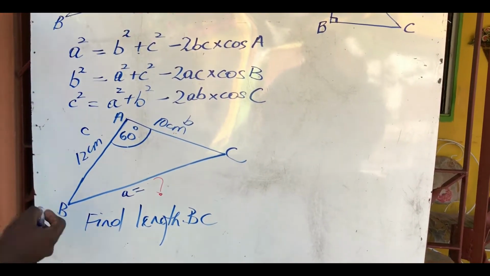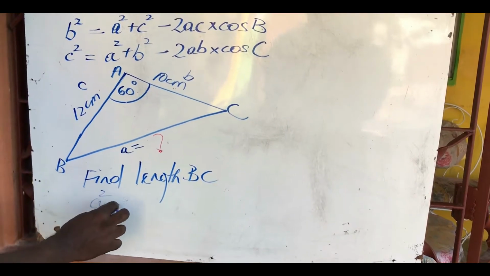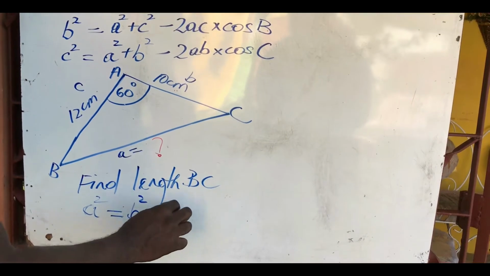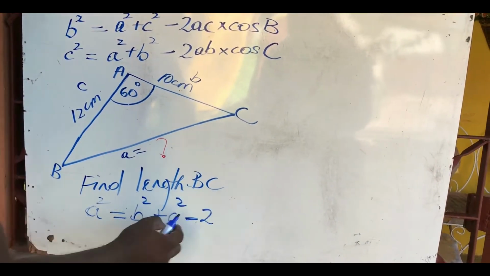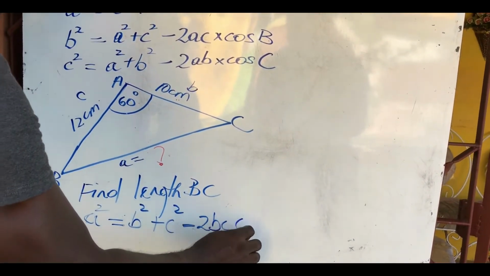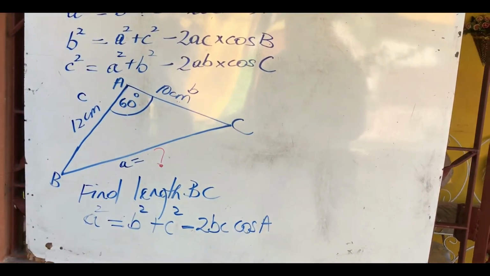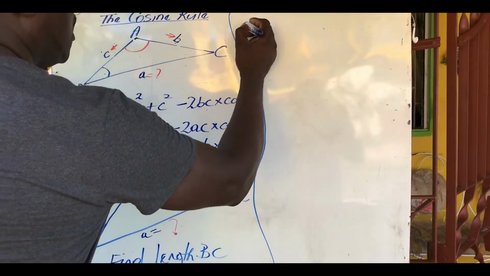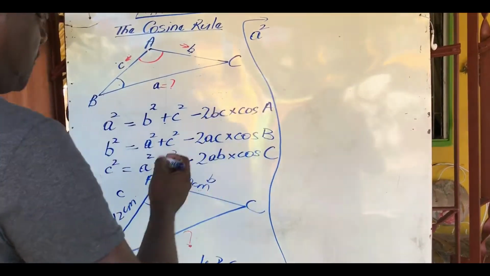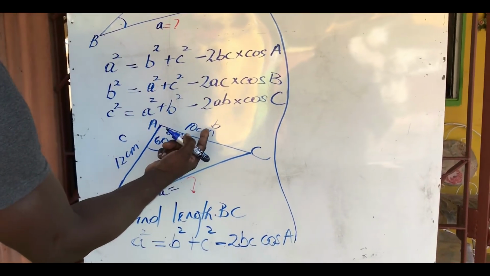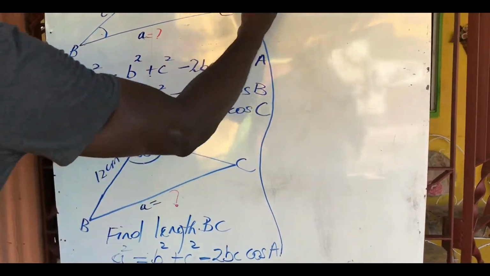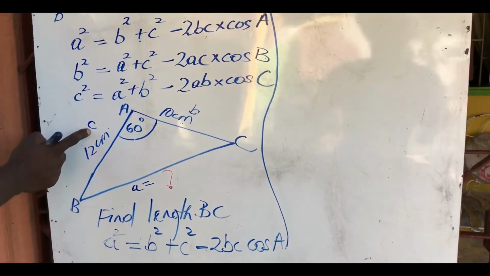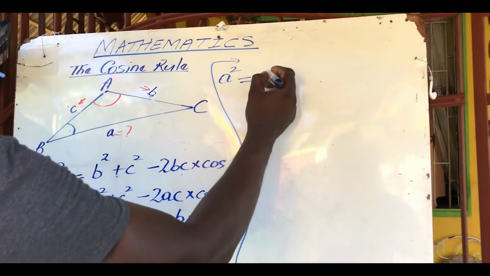So then I write a squared equals b squared plus c squared minus 2 times the product of these two, bc, times the cosine of angle A. Now what we are going to do is substitute the values of b and c into the equation. Anywhere we see b, we put 10, and anywhere we see c, we put 12. So then it is 10 squared.